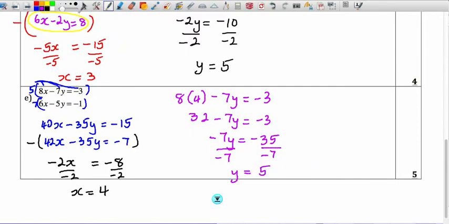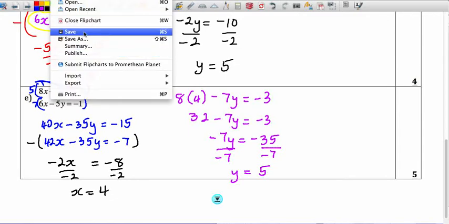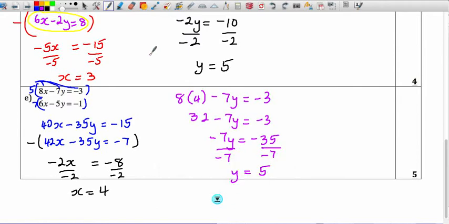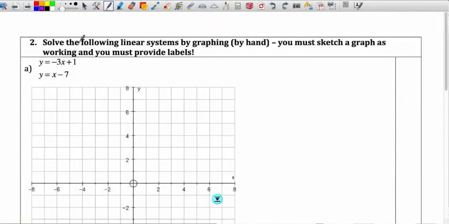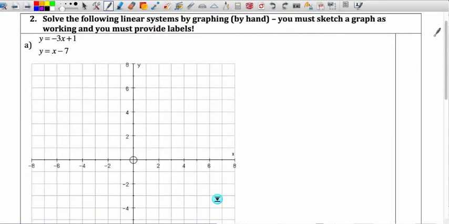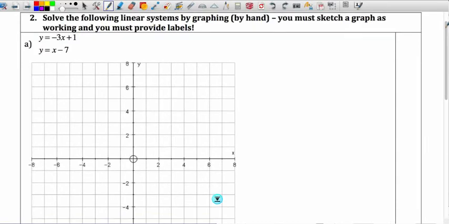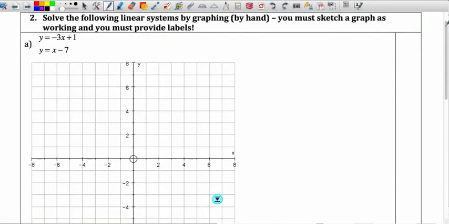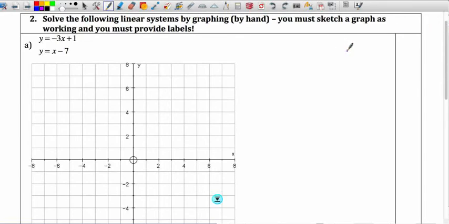Okay, so save those, and then we'll move on to the second page. And again, we are focusing at this point on the non-calculator systems. So in this case, what we're doing is we're solving this system by hand, and we're solving graphically.